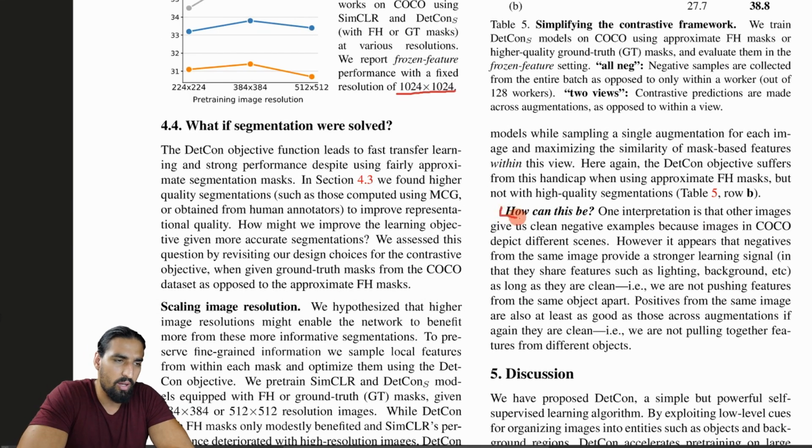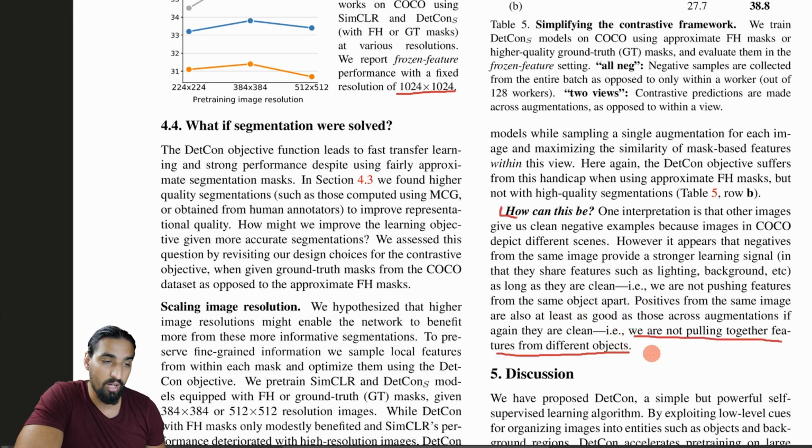So okay, this part, how can this be? One interpretation is that other images give us clean negative examples because images in Coco depict different scenes. However, it appears that negatives from the same image provide a stronger learning signal. Blah blah blah. We're not pushing features from the same object apart. Positives from the same image are also at least as good as those across segmentations if, again, they're clean. We are not pulling together features from different objects.